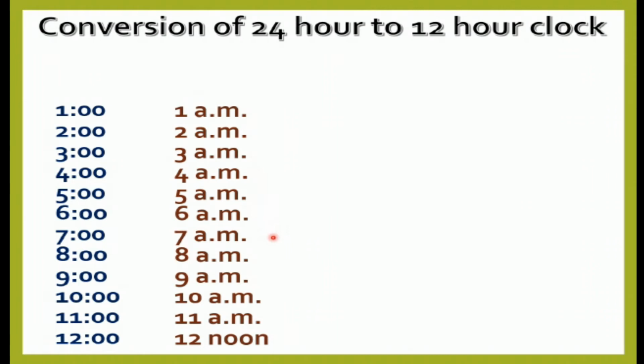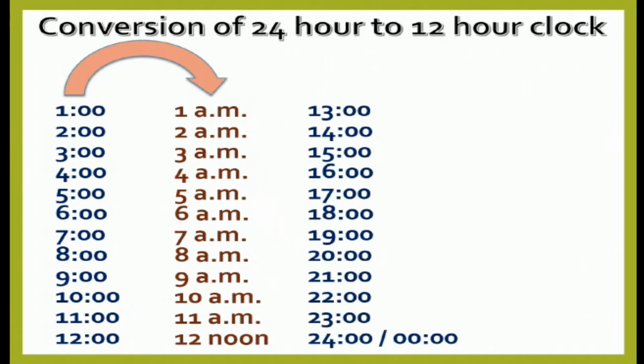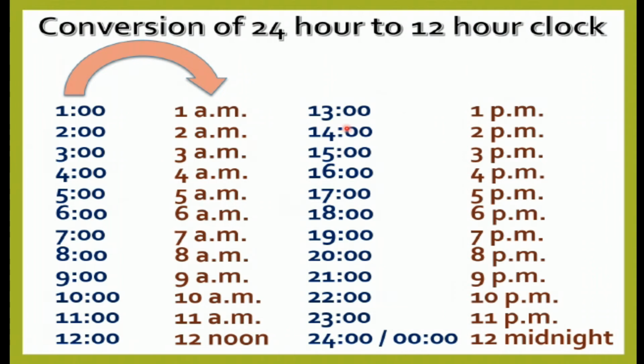Now after 12 hours we will be having 13 hours. How will we write this 13 hours in the 12-hour clock? We will write it as 1 PM. Then 14 hours we will write as 2 PM, 15 hours as 3 PM, 16 hours as 4 PM, 17 hours as 5 PM, 18 hours as 6 PM.